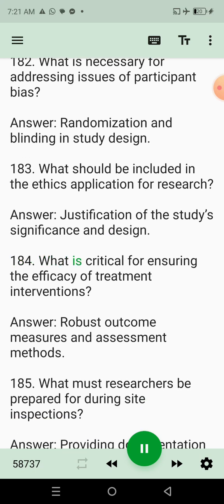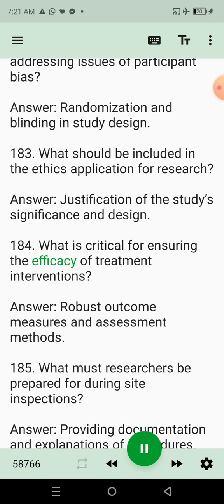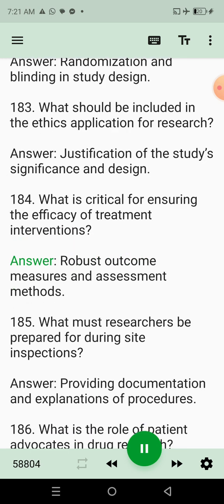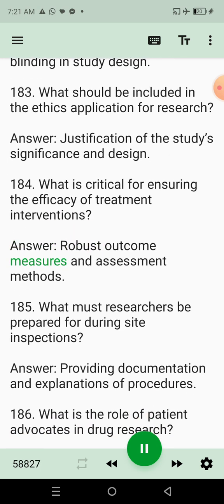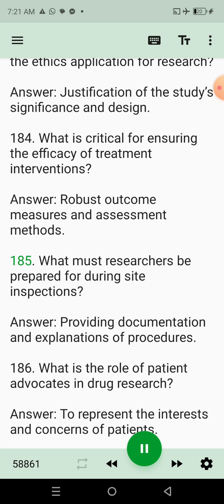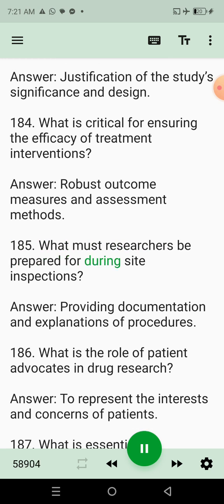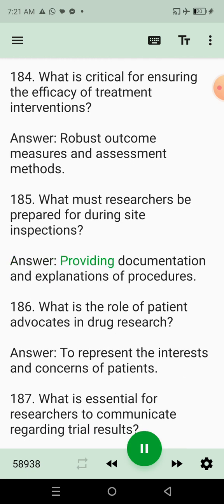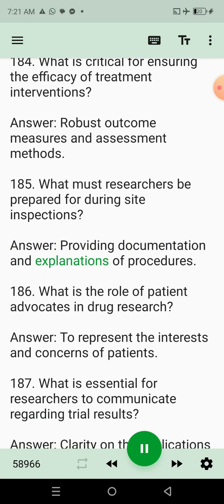184. What is critical for ensuring the efficacy of treatment interventions? Answer: robust outcome measures and assessment methods. 185. What must researchers be prepared for during site inspections? Answer: providing documentation and explanations of procedures.